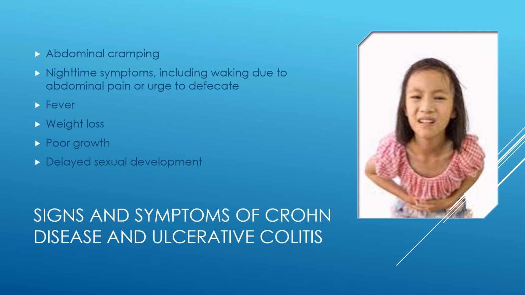The causes of Crohn's disease and ulcerative colitis are unknown. We don't know the causes of these disorders. We do know that they are inflammatory processes of the GI tract. Some of the signs and symptoms may include abdominal cramping, nighttime symptoms, including waking during abdominal pain or urge to defecate, fever, weight loss, poor growth, and delayed sexual development.